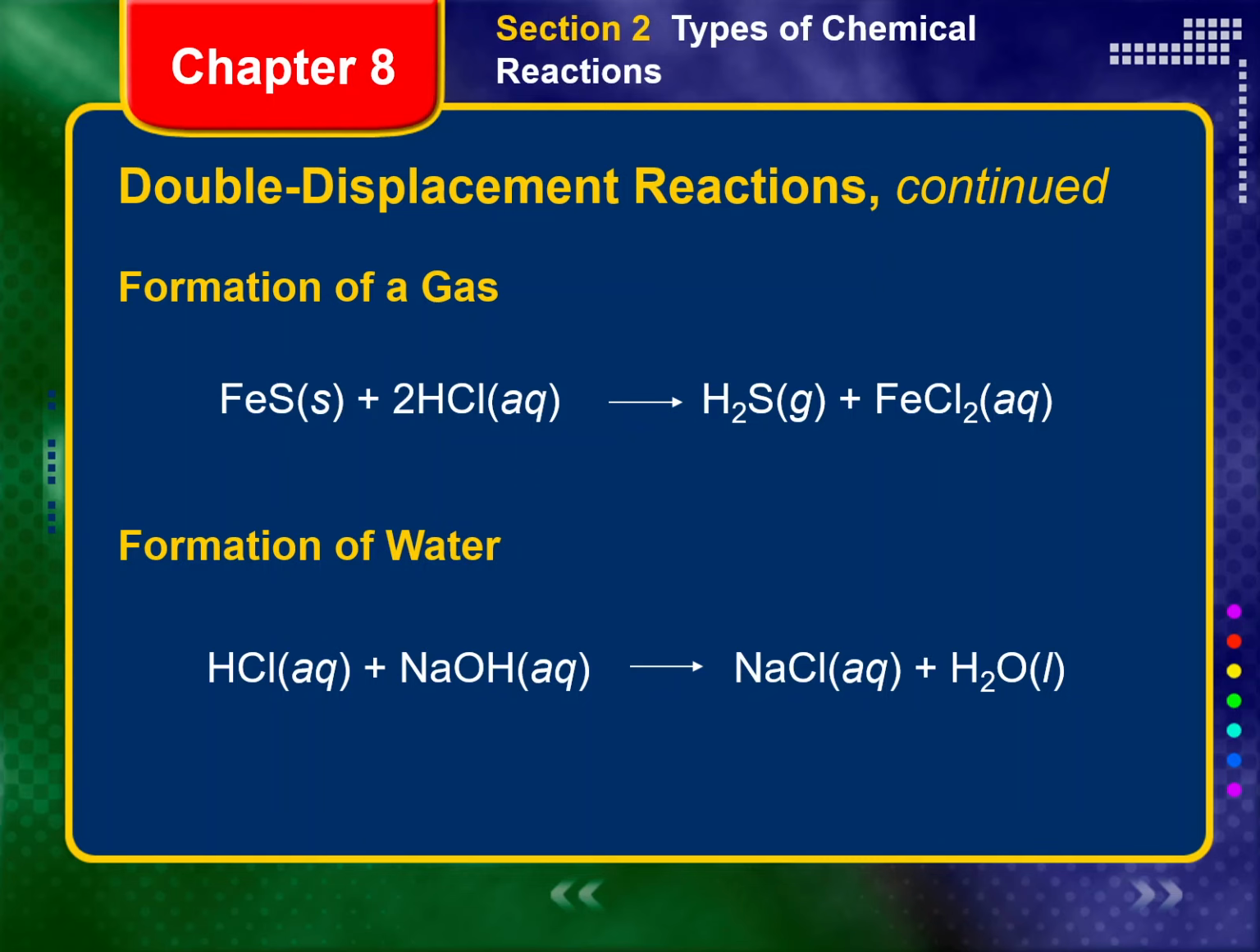In some double replacement reactions, a very stable molecular compound, such as water, is one of the products. For example, hydrochloric acid reacts with an aqueous solution of sodium hydroxide to yield aqueous sodium chloride and water, according to the equation at the bottom of your screen here.